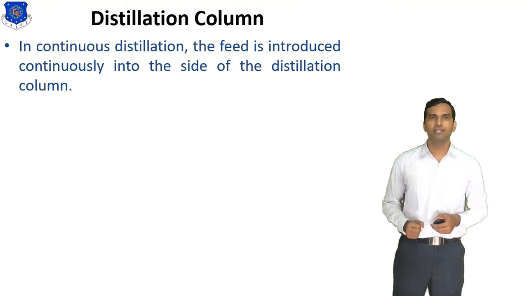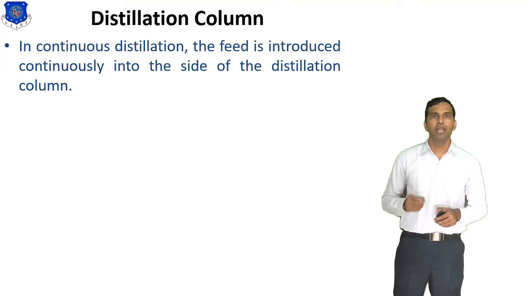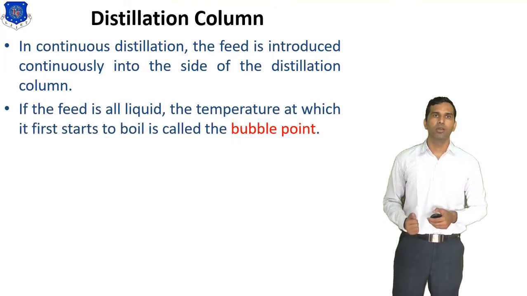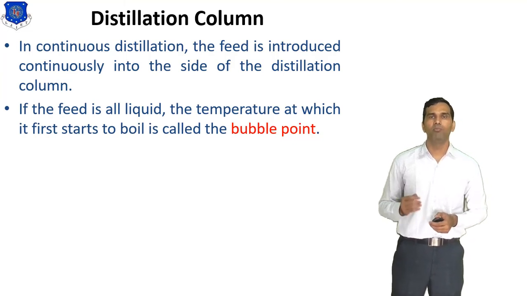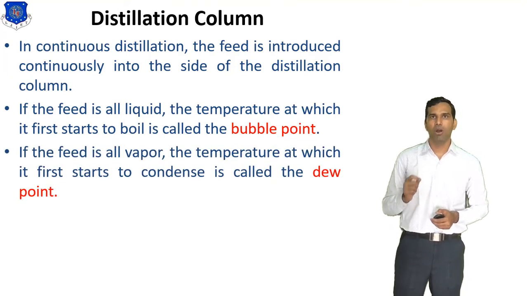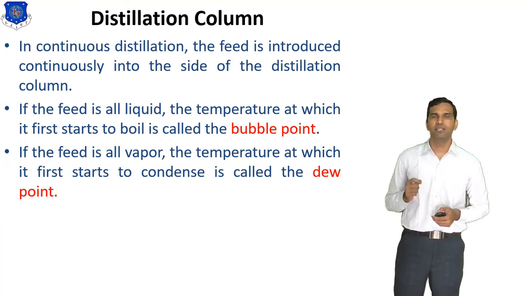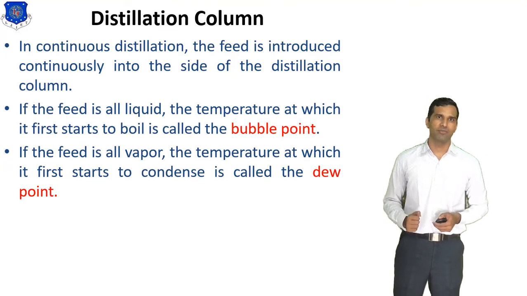In continuous distillation, the feed is introduced continuously into the side of the distillation column. If the feed is all liquid, the temperature at which it first starts to boil is called the bubble point. And if the feed is all vapor, the temperature at which it first starts to condense is called the dew point.